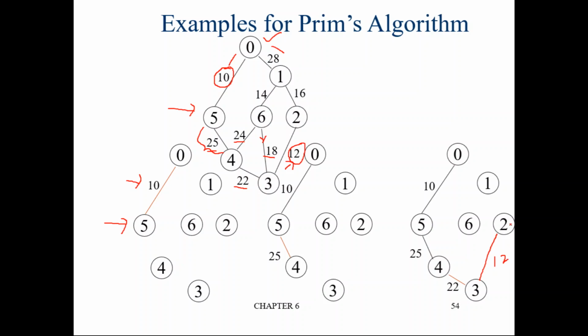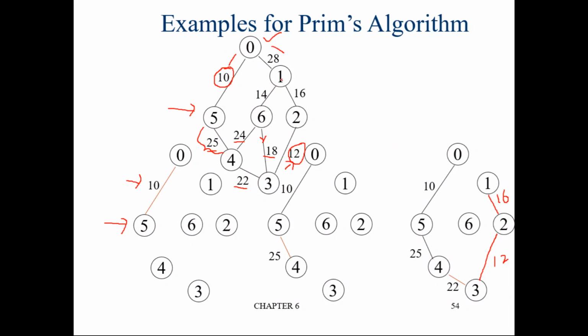Now do this for 2. For 2 there are only two edges. One is 2 to 3, which is already added. The other edge is 2 to 1. This is the only edge not yet added to the tree, so we have to take it, and its weight is 16. Okay, similarly do that for 1.